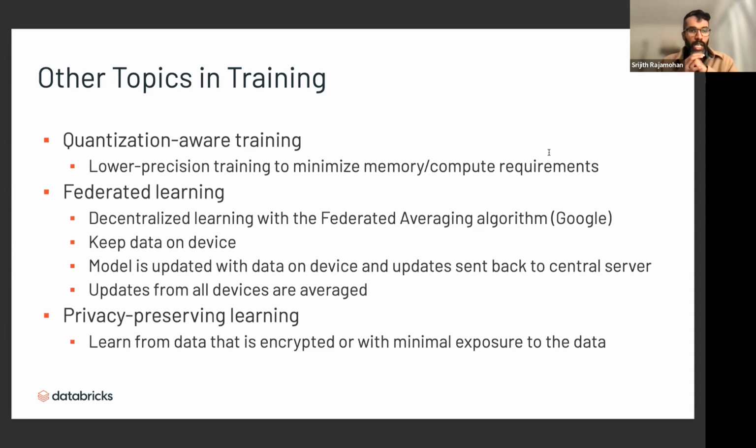In federated learning, we're using decentralized learning with the federated averaging algorithm, for example, from Google. In this case, we keep the data on the device, and it's not moved to a central server. The model is updated with the data that resides on the device, and the updates are sent back to the central server. The updates from all these devices are then averaged. In privacy-preserving learning, we learn from data that's encrypted, or the user or humans have minimal exposure to the data.